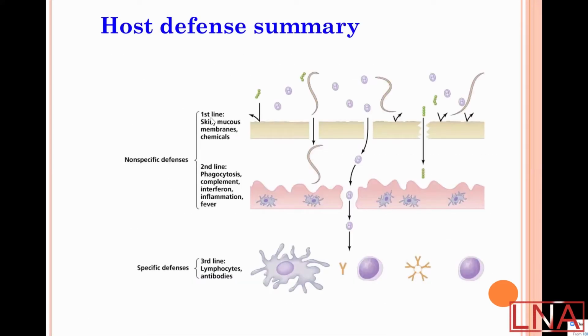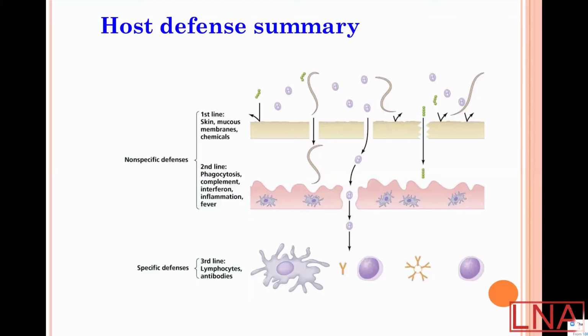So host defense, as you see here. Host defense we can divide into non-specific defense, which is the first line and second line, and specific defense, which is the third line of defense. The first line is usually skin, mucous membranes, or some chemicals released on the skin. It's a very nice barrier because it's impenetrable for most microorganisms. So if there is some injury or abnormality, microorganisms could penetrate inside.